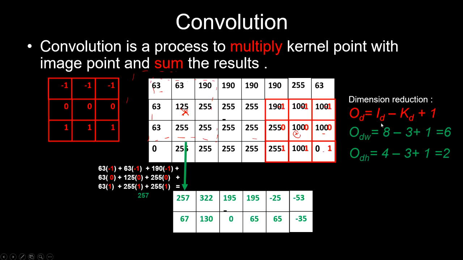So you just need to remember this. When you want to find the dimension of the output as a result of the convolutional process, you just need to know the dimension of your input image minus the kernel size, 3 by 3 or 5 by 5, and then plus 1. Then you're able to determine the output dimension of the convolutional process.